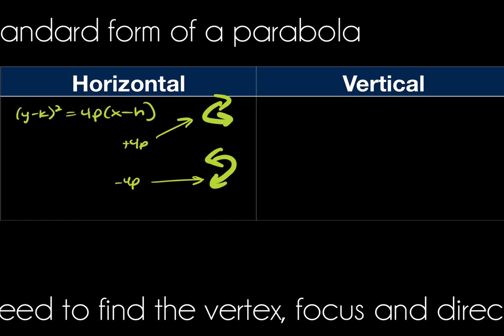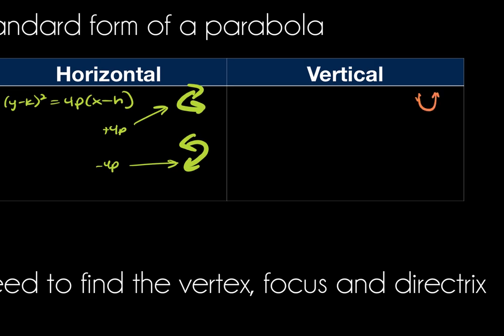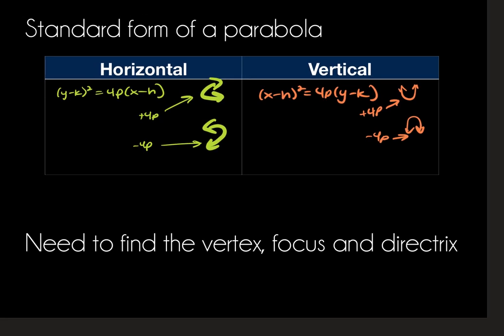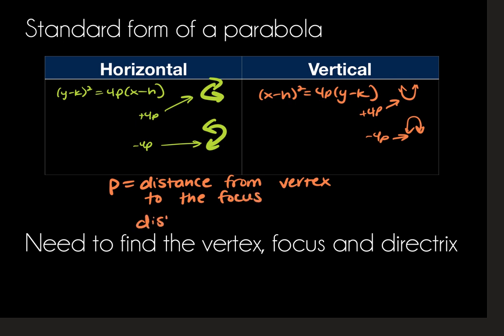And then vertical flips. Vertical points up and down. So x minus h squared equals 4p times y minus k. This time positive 4p points up, negative 4p points down. And remember, p equals the distance from the vertex to the focus and the distance from the vertex to the directrix.